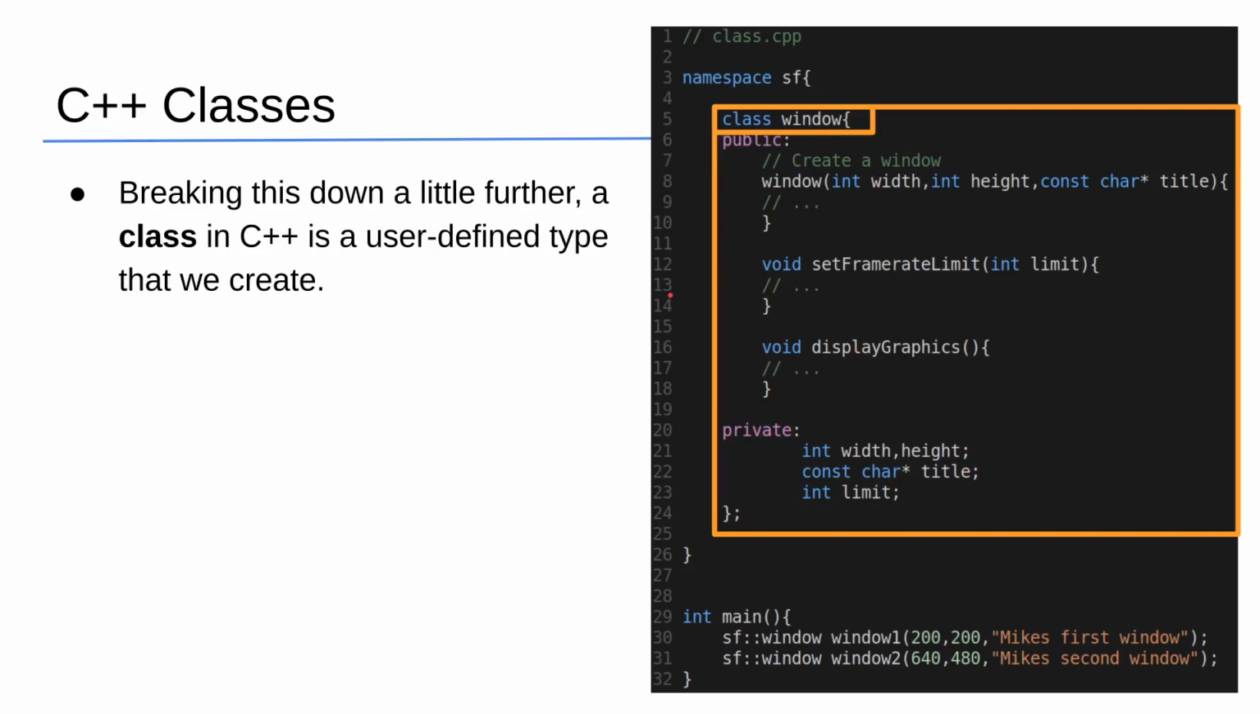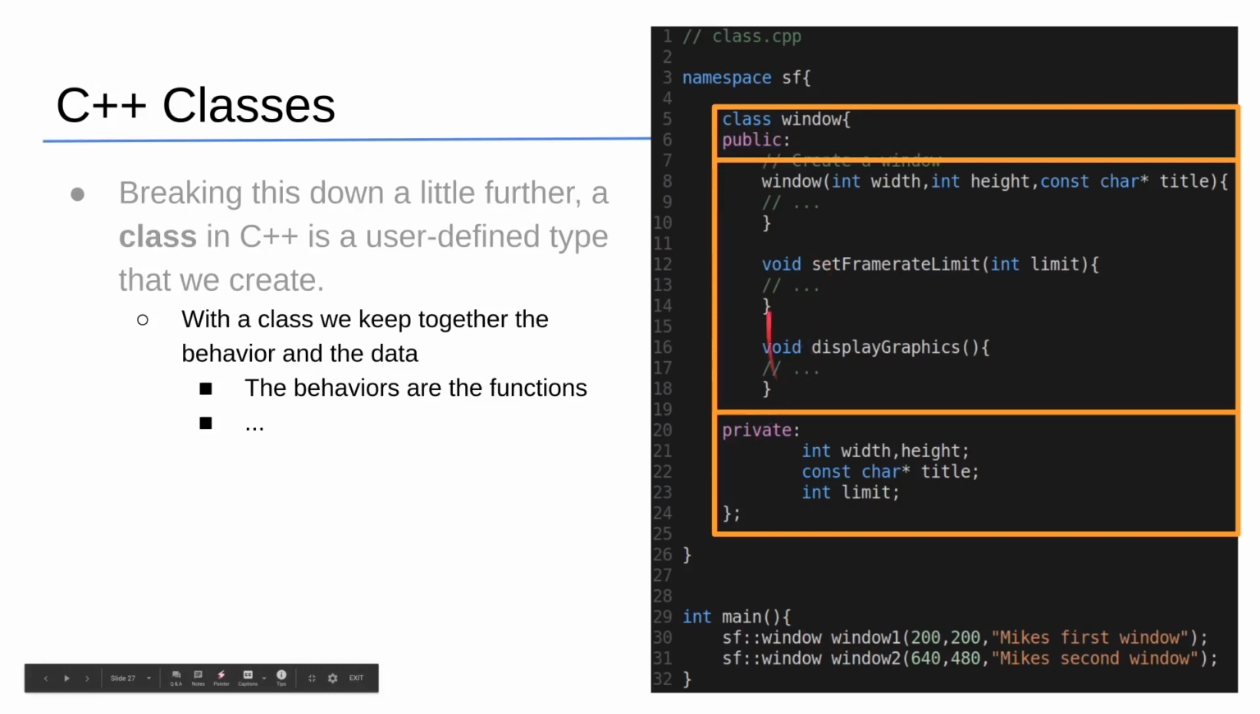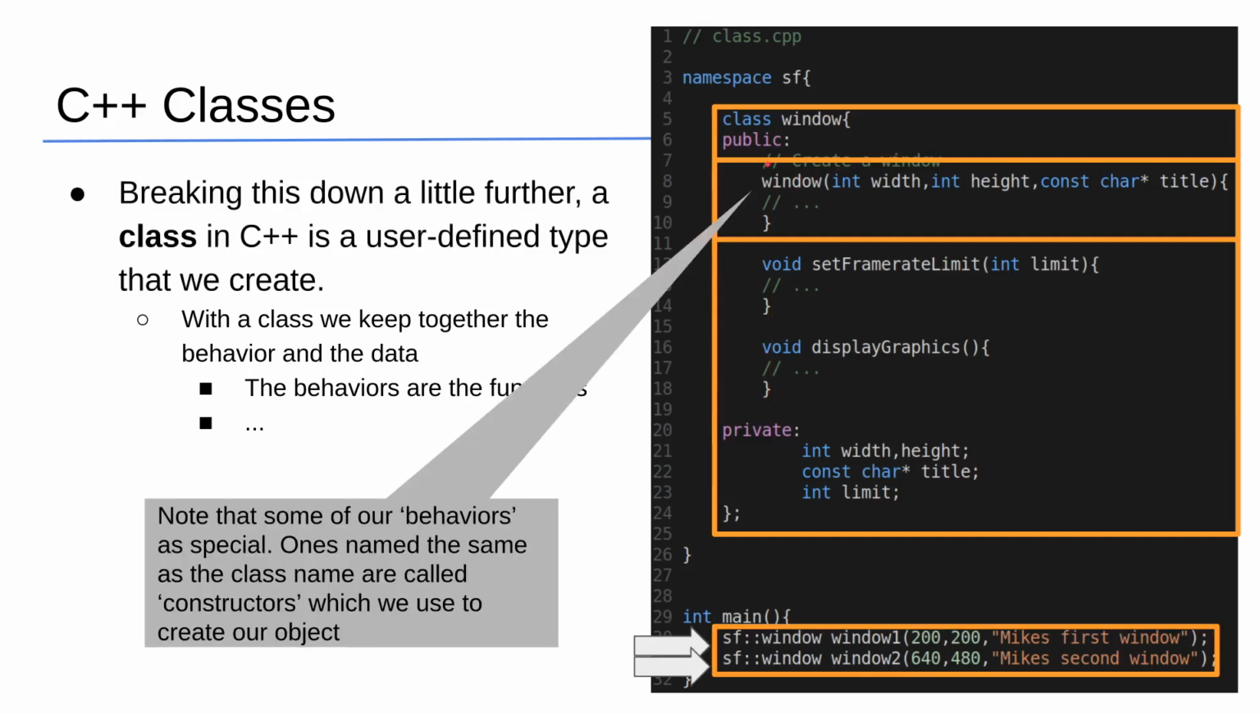Okay, let's look at the pieces again, one at a time. Just breaking this down a little bit further, a class in C++ is just a user-defined type that we create. We want some representation of a window in our program. So now we have this custom data type where we can instantiate windows. With classes, we keep together the behavior and the data. And this is really convenient for us as programmers to think of the behaviors here, which are the functions, which do the work. And some of these functions have specific roles that they play.